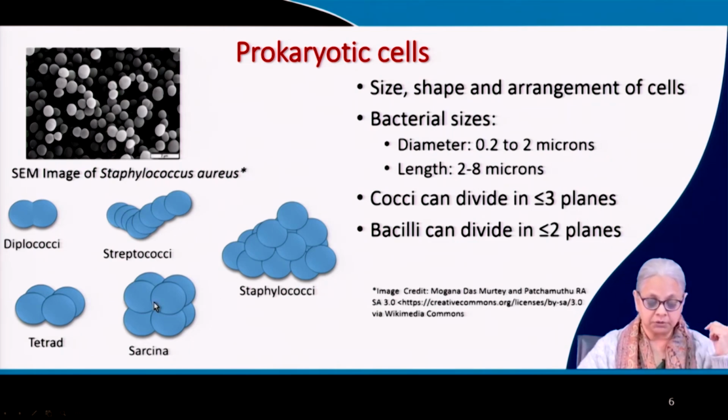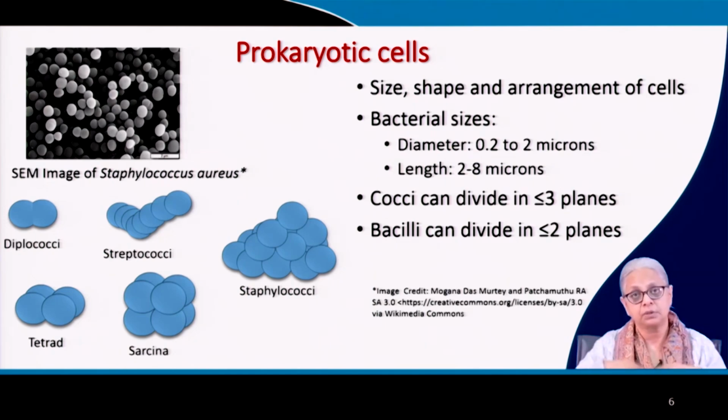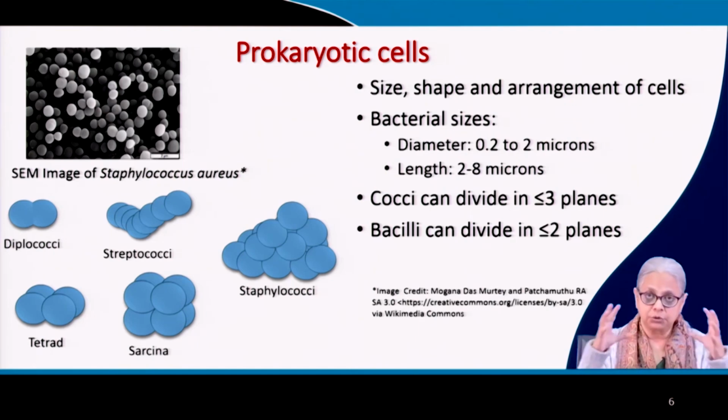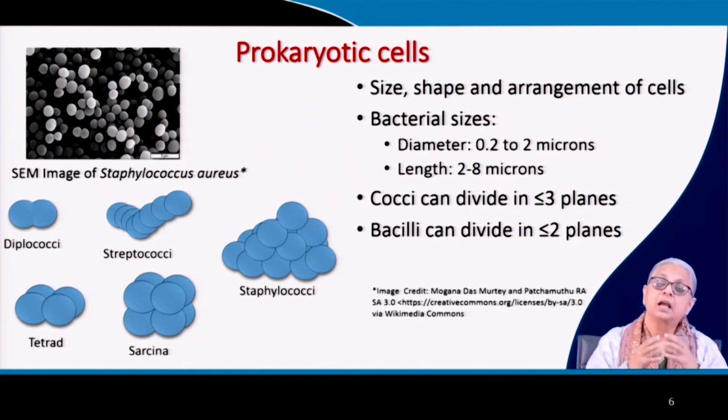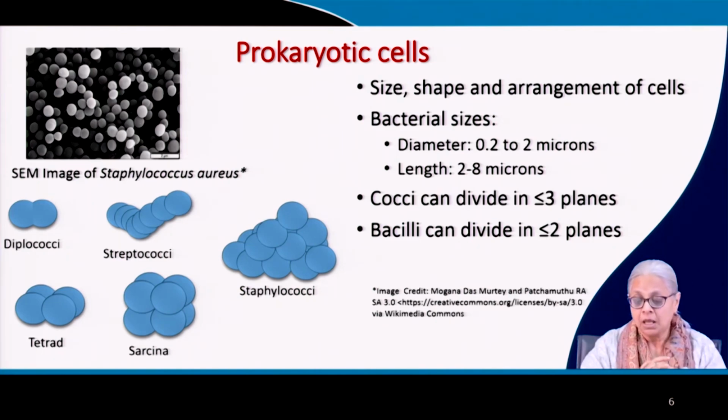If it divides in all three planes, we call it Sarcina. And if it continues to divide over a long period of time, but the cells don't break away, they create what is called staphylococci. So after a few generations, this becomes staphylococci because you get an amorphous mass of cells. It's a cluster of cells, and they have divided in all three directions. So you get this amorphous mass.